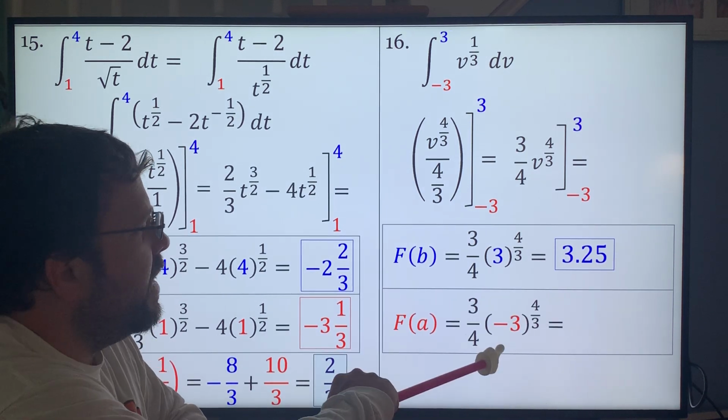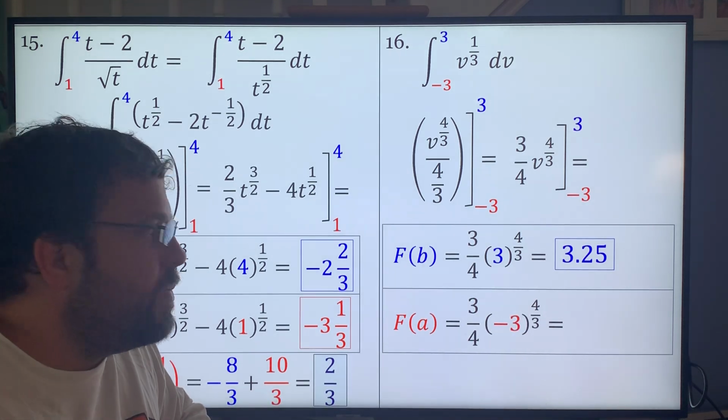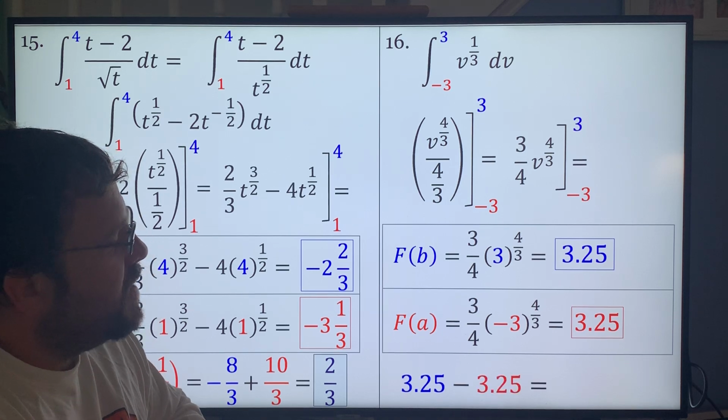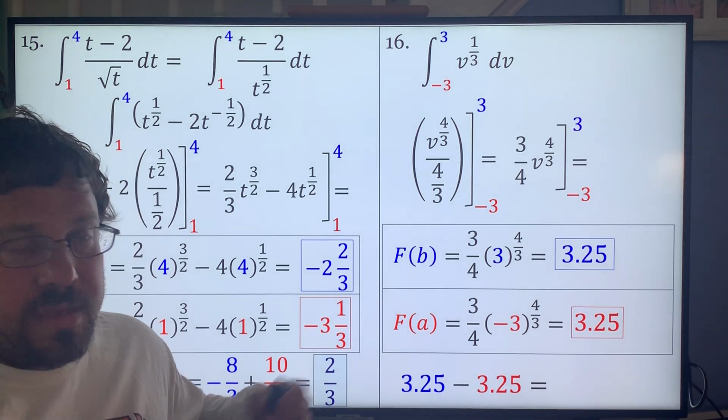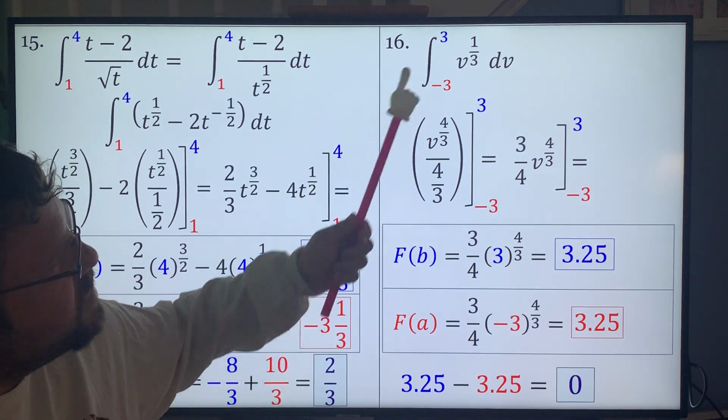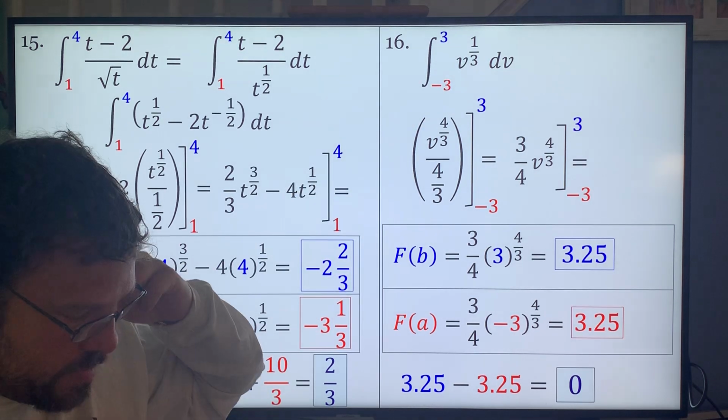Same thing here. Negative number to an even power becomes positive. So your answer is actually going to be the same. You have the same thing minus the same thing, and your answer is 0. Once again, symmetrical. You're going the same distance each way.